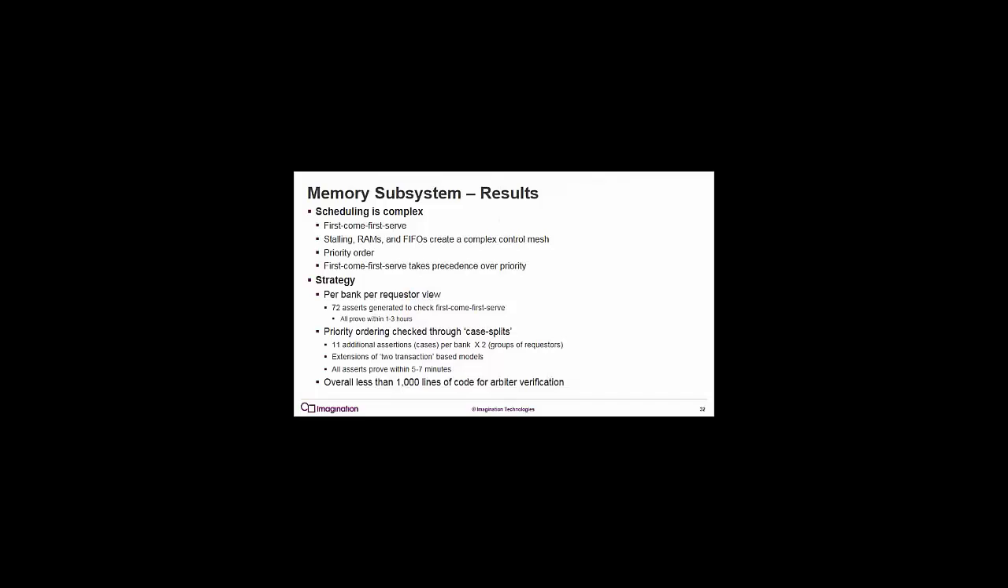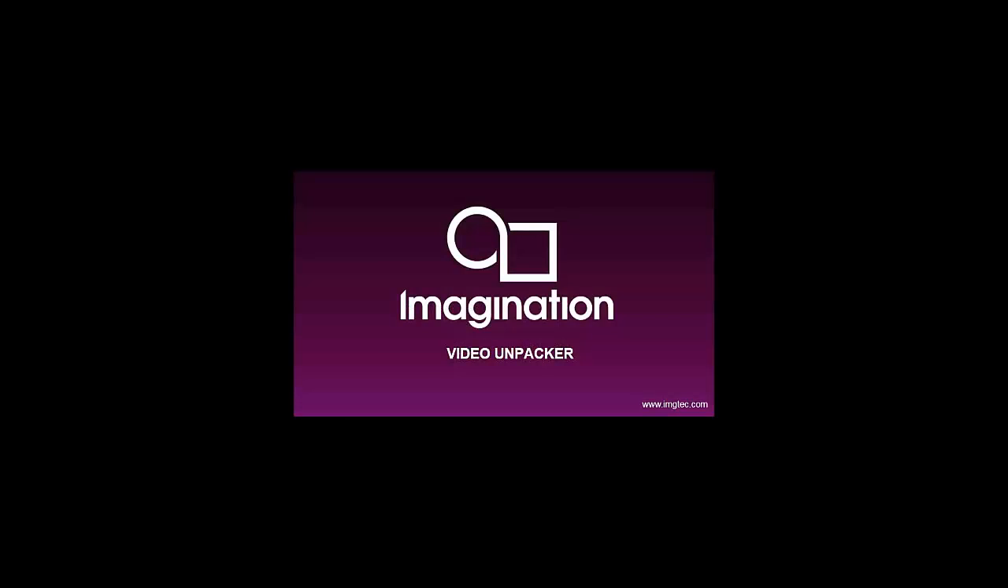But we had 11 different cases per bank, times 2 times 8 banks. So it's 176 asserts spit out here, but all prove relatively quickly. Overall, it's less than 1,000 lines of code. A lot of this is because of repeated assignments to wires, etc., which we can trim down on.